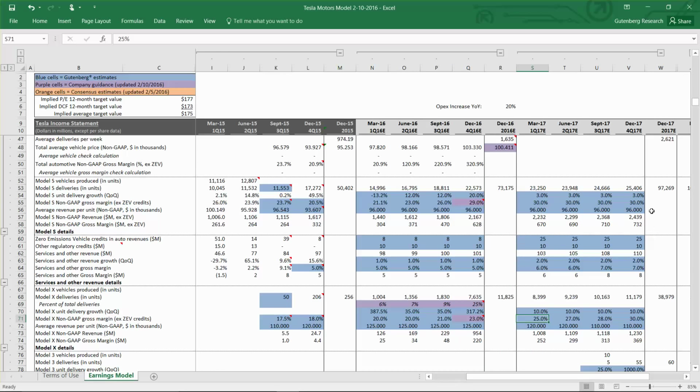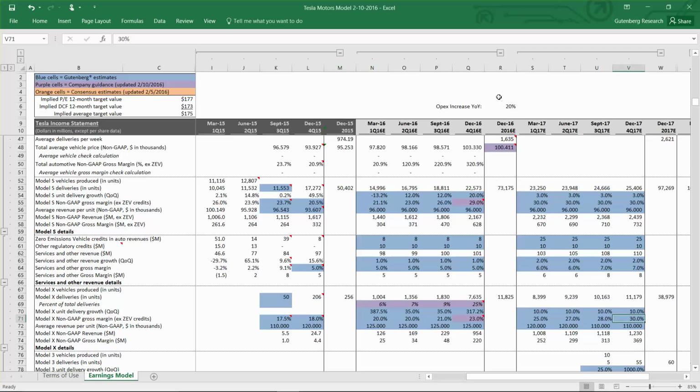And then if you look out further, once we start approaching that 18-month period, which is about here, we actually gave a little bit of additional time for the Model X. So we have both vehicles reaching an equal 30% margin by the end of 2017. And that was key. That actually helped our earnings estimate, and it helped our DCF valuation.